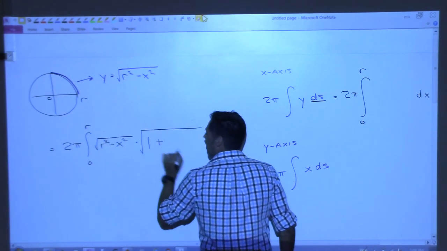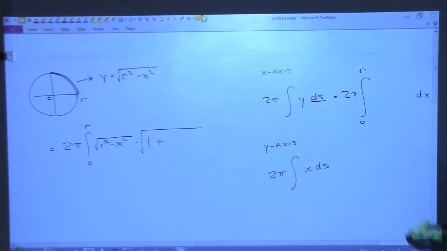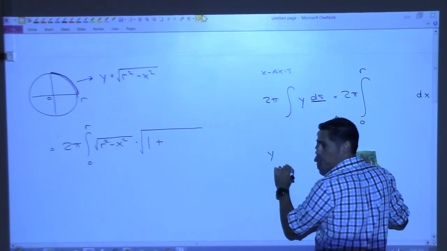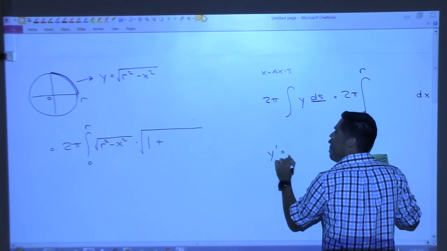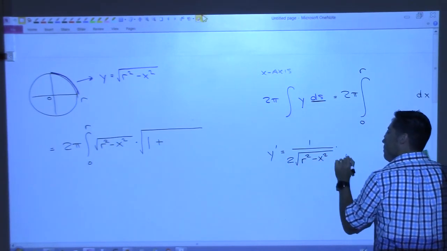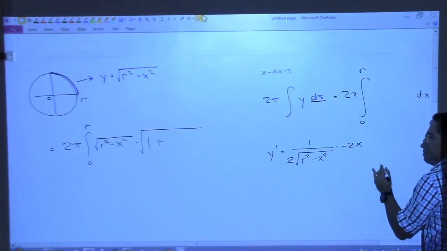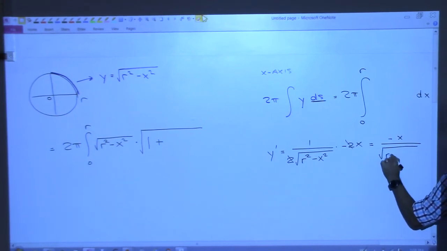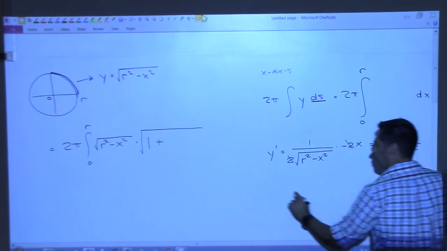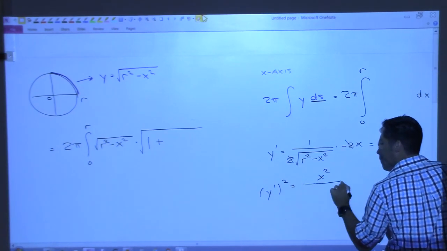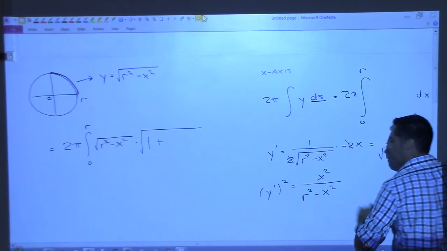Square root of 1 plus. Now I need some derivatives, right? So let's get the derivative of that. I'm trying to find y prime here. Y prime is 1 over 2 root r squared minus x squared times negative 2x, right? Negative x over this root. Square top and bottom: x squared over r squared minus x squared.